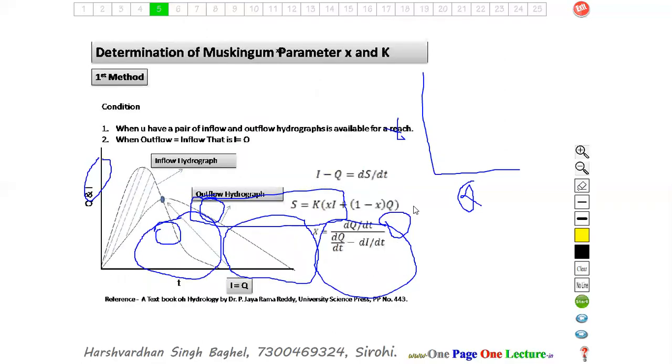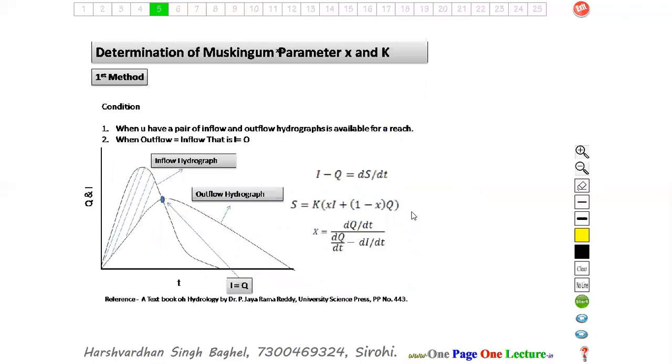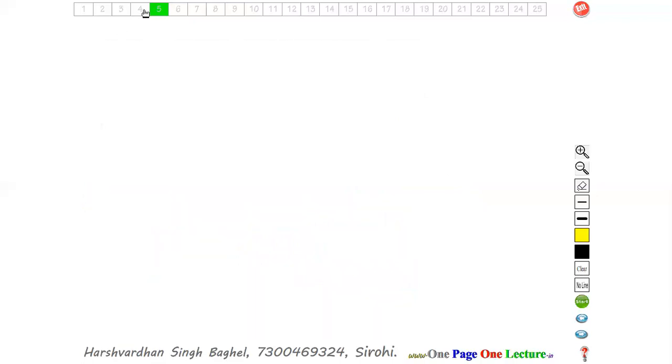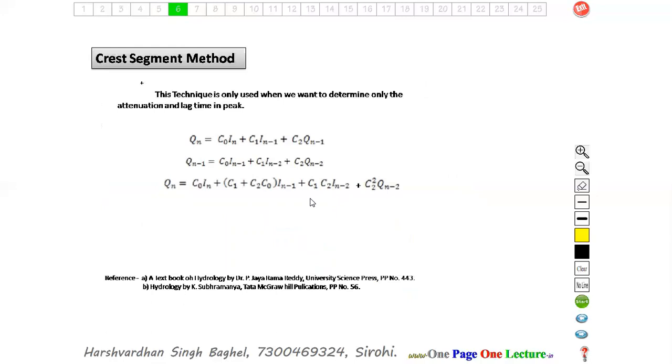The trace segment method is the same, but it determines the values for different segments. This method is particularly used when we want to determine the attenuation, that is the change of the peak of the inflow and outflow hydrograph, and we want to calculate the lag time.